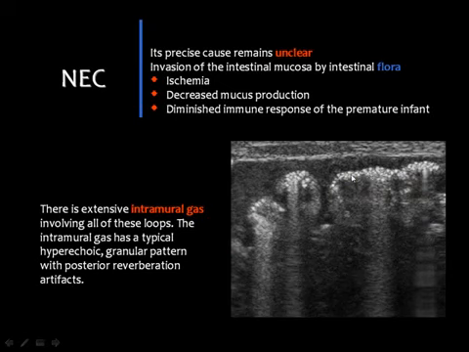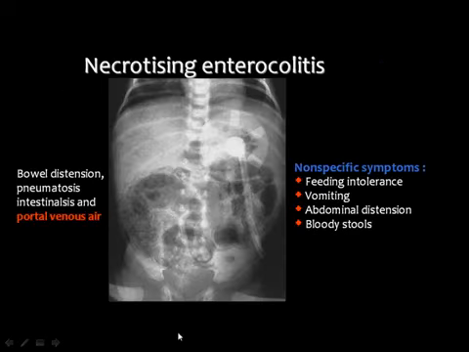As you can see, the echogenic appearance of air in the lumen of the small bowel. The etiology of this particular disease is unclear and is suspected to be due to invasion of the intestinal mucosa by the intestinal flora, secondary to ischemia or decreased mucin production or the diminished immune response in the premature infant.